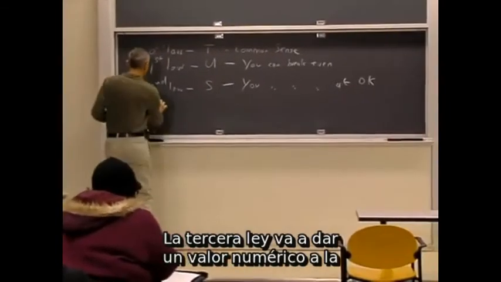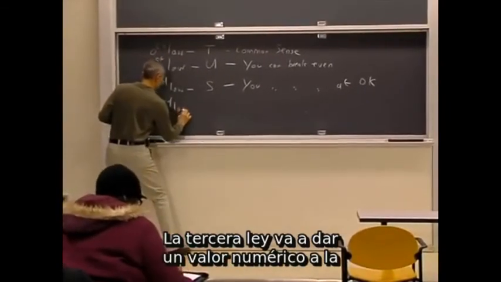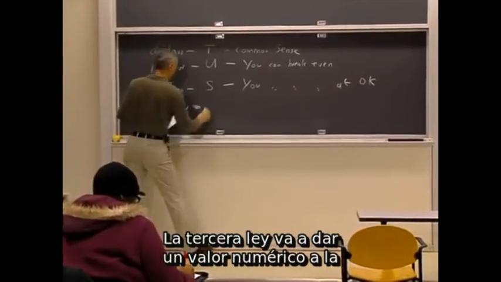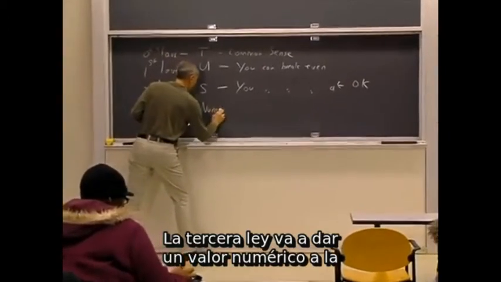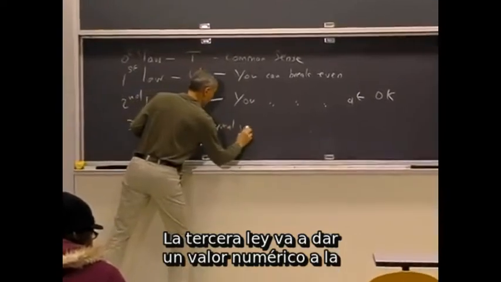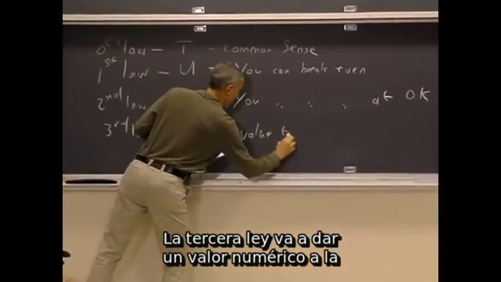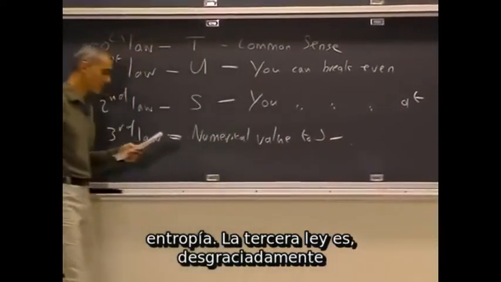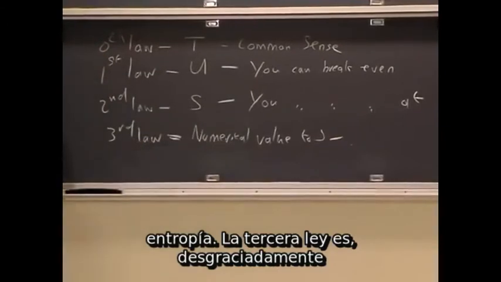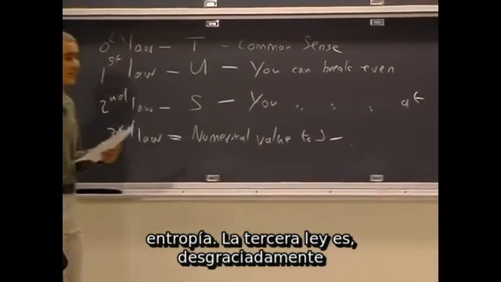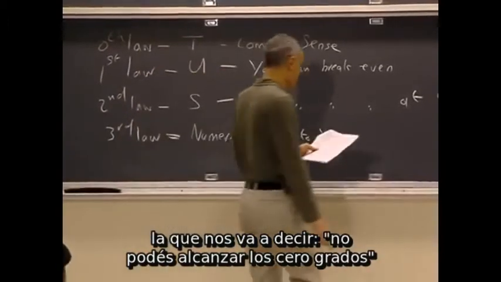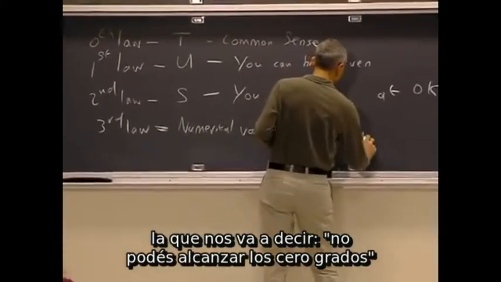The third law is going to give a numerical value to the entropy. And the third law is going to be the depressing one, and it's going to say you can't get to 0 degrees.